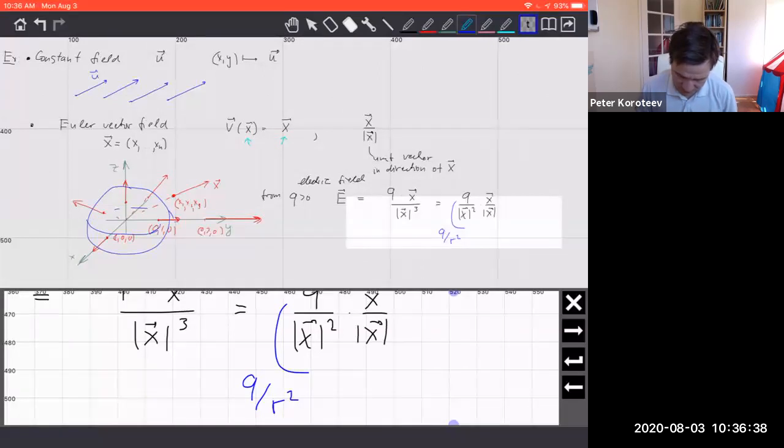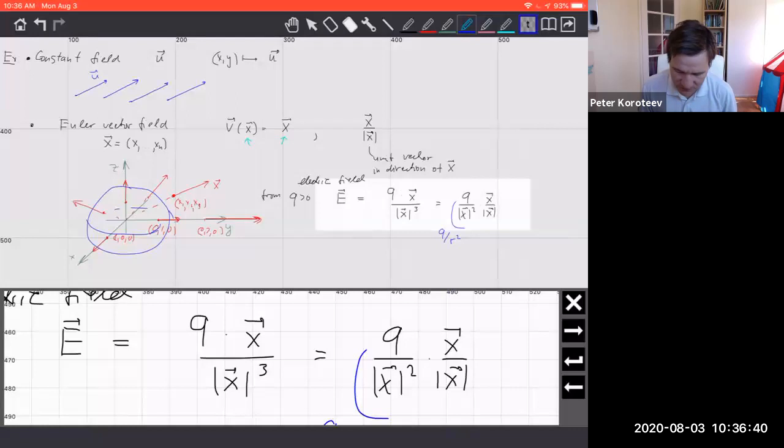Of course, because of this 1 over R squared, the absolute value of this vector decreases as you move away from the charge, so that the total energy contained by the electric field of the charge is finite, right? So you can integrate that to find energy.